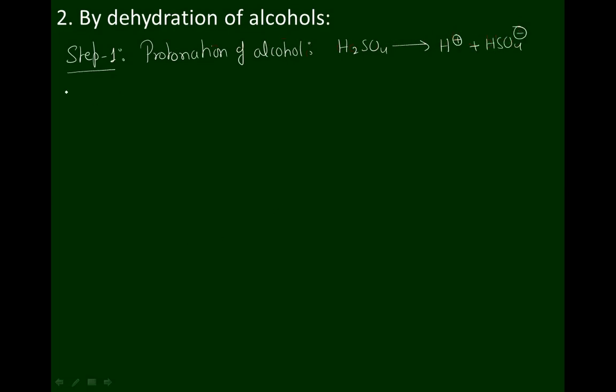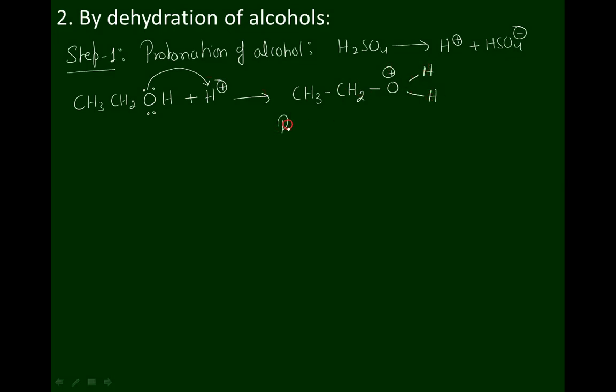Okay, children. Now, in this alcohol CH3CH2OH, the oxygen atom contains lone pair electrons. These lone pair electrons attract the H plus ion very easily to form protonated alcohol, CH3CH2O positive hydrogen. The obtained compound is called protonated ethanol. Now step 2.